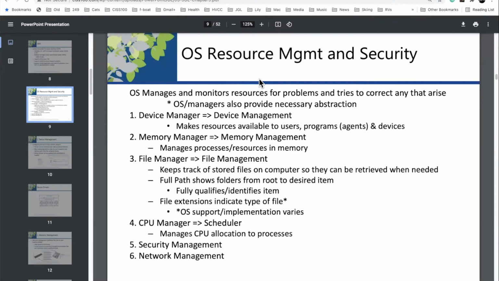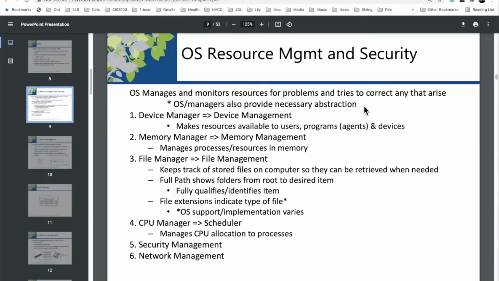So we know the operating system is the resource manager. We know that the operating system operates in protected mode, also known as super user, root mode, kernel mode, because again, the operating system is the only thing that can access the resources. And we know there are physical and logical resources. We discussed that. The operating system and its managers provide the necessary abstraction.